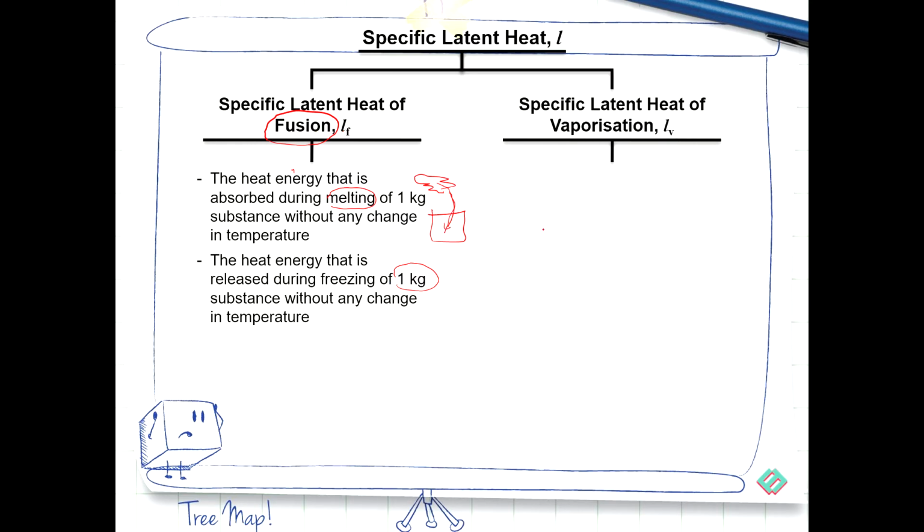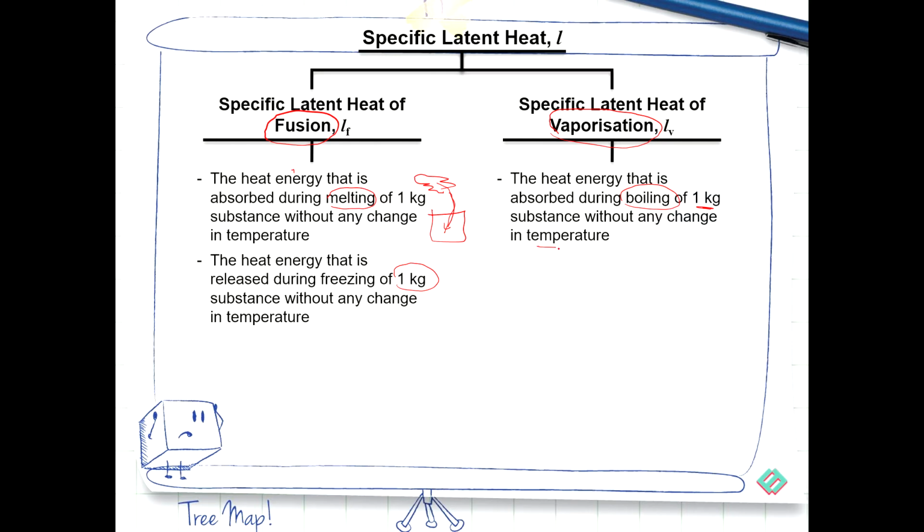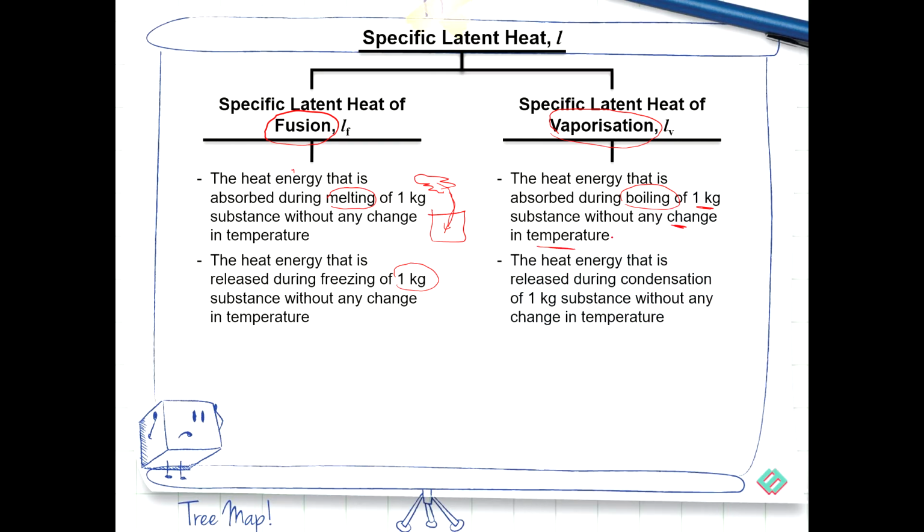Latent heat of vaporization. The word is vapor, which is gas, like when people vape and gas comes out. So the heat energy that is absorbed during boiling 1 kg of any substance. It boils from liquid to gas, but the temperature does not change, without change in temperature.